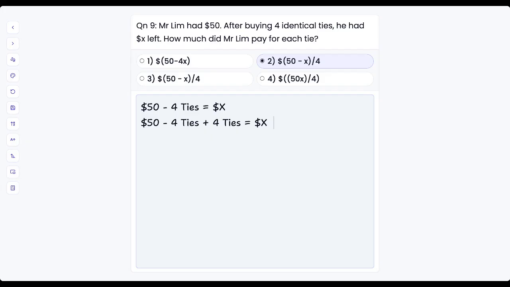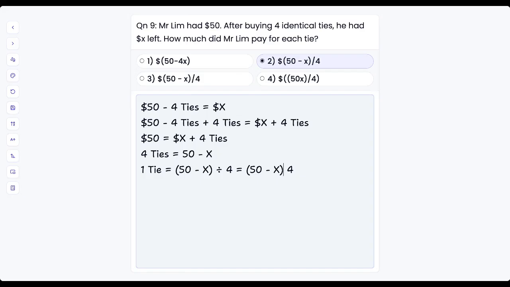And then we also add 4 ties on the other side, and this will then become X dollars plus 4 ties. So 4 ties is equal to 50 minus X, and 1 tie is equal to bracket 50 minus X, and then we divide by 4, which is the same as out of 4, the fraction. So 50 minus X out of 4. There you go. So the answer is option number 2. Let's move on to the next question.